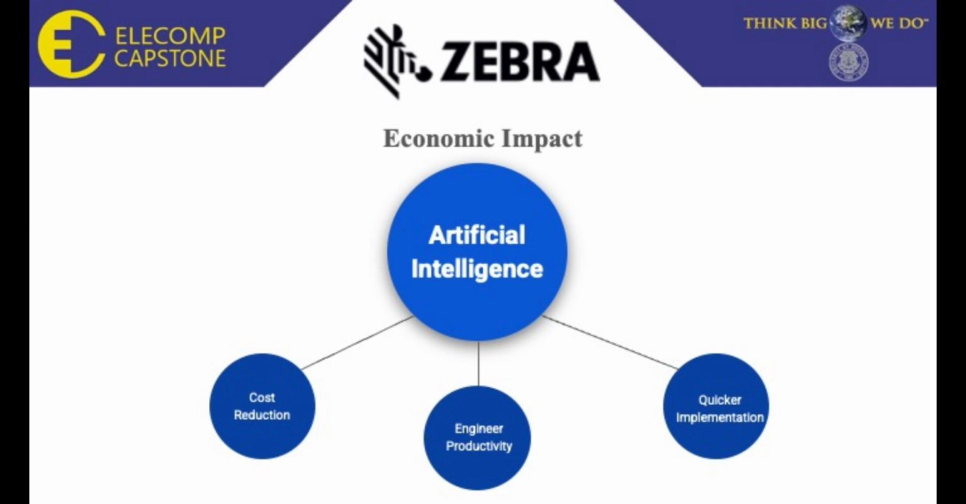As for the economic impact of this project, artificial intelligence allows customers to run AI print tuning to test out new Zebra medias. In the past, this would have been done manually. Not only this, but engineers can focus on more projects as AI manages other processes. And lastly, there's quicker implementation. It serves as a tool and speeds up features.